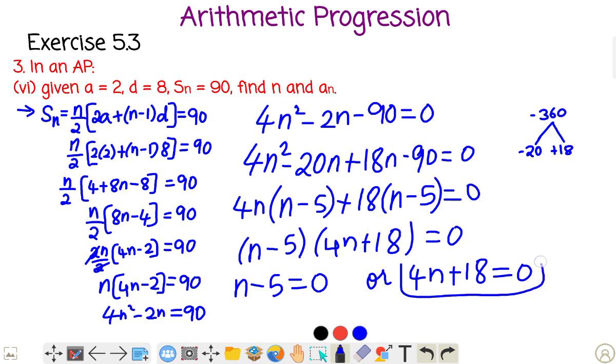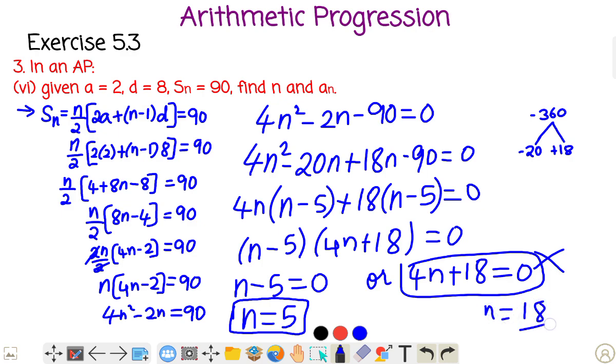I'll not consider this one because I'll get a fractional value, which is not possible in this question. So that is why I'll delete that. I'll take n is equal to 5. This is the required n value we got. Why am I deleting this? Because it comes in fraction. You will get n is equal to 18 by 4, which you cannot divide further. So n cannot be in the fractional form, so I will not consider that.